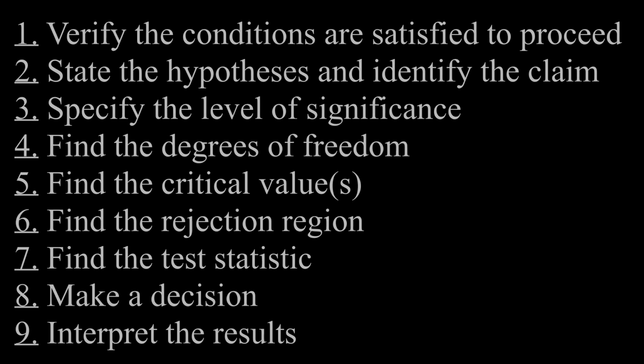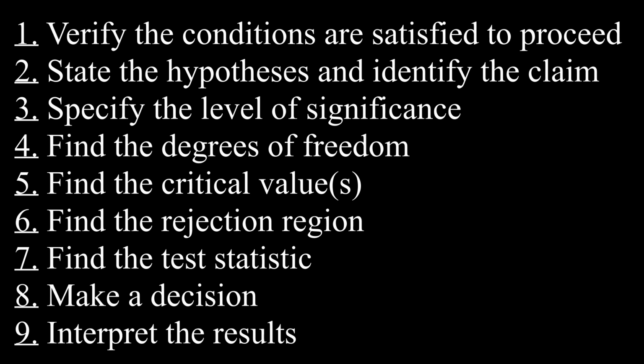On the other hand, if you want to deal with this using the critical value rejection region approach, you would verify that the conditions are satisfied, just like before, state the hypotheses and the claim, just like before, level of significance, just like before. Then you find your degrees of freedom, get your critical values and rejection regions, then get your test statistic t-score, make your decision, and interpret the results.